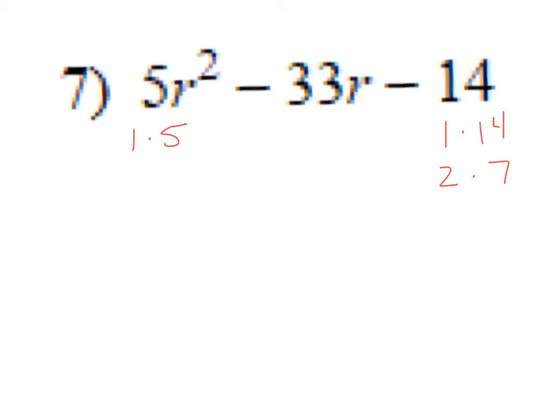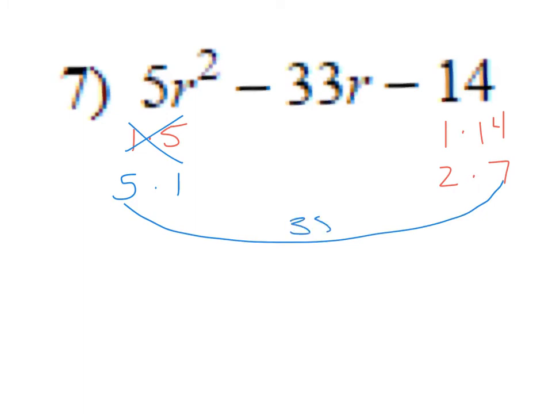And just looking right at this right off the bat, nothing's going to work. I'm going to need to go ahead and flip one of my lists. So now when I do that, 5 times 7 is 35. 1 times 2 is 2, and I make that 35 negative.